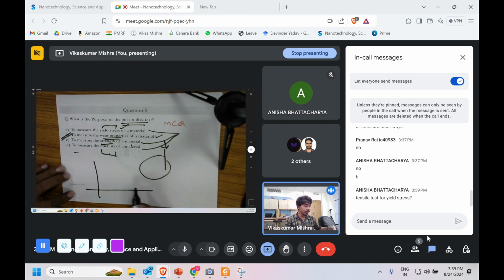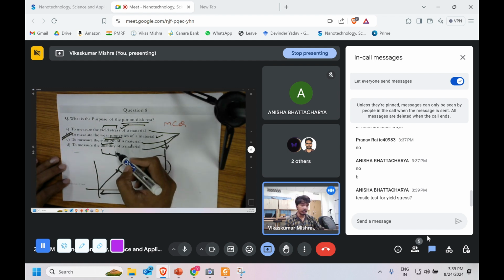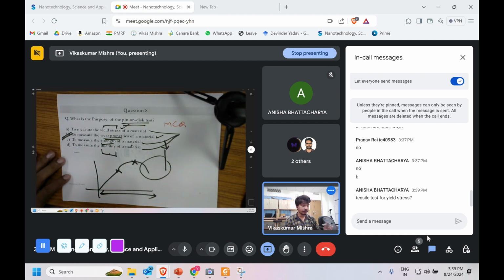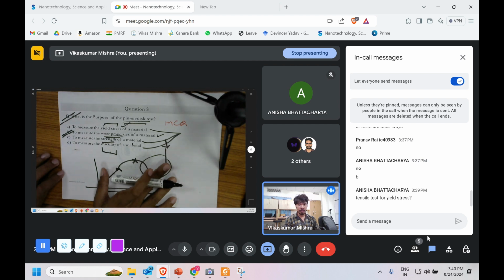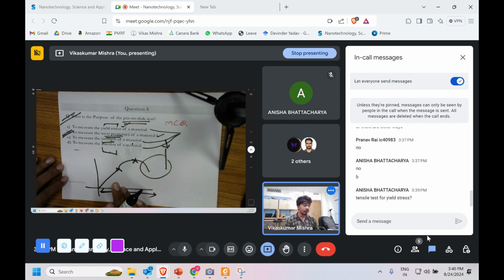See, once I do the tensile testing, I can find its yield stress. I can find its UTS, ultimate tensile strength, and I can find how much ductility it is showing to us. And so with that, we can measure all these three things just by doing the tension test. With that, we have solved this question number 8. Is there any doubt in this question number 8? Please let me know. If there is none, let's move to the next question.